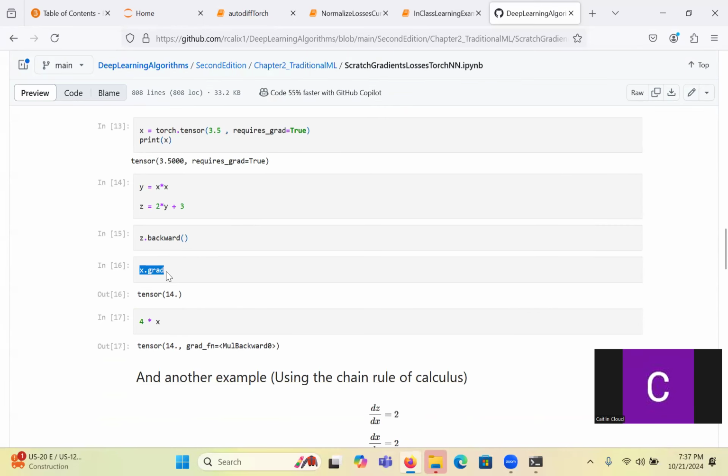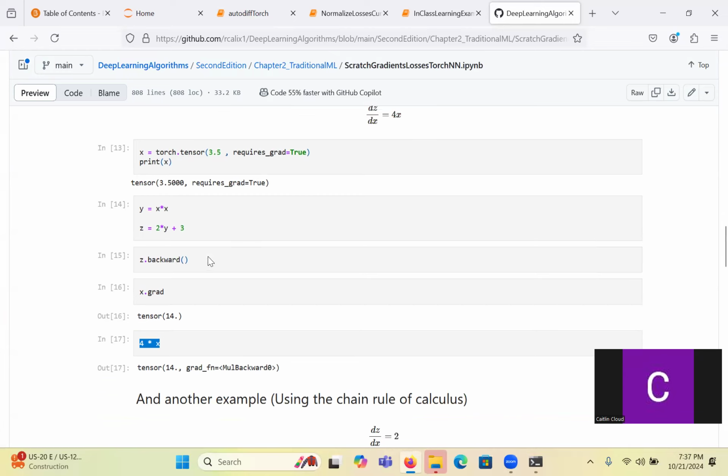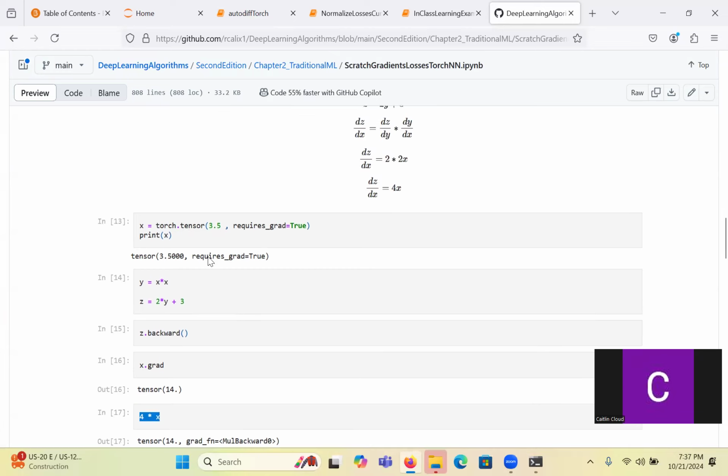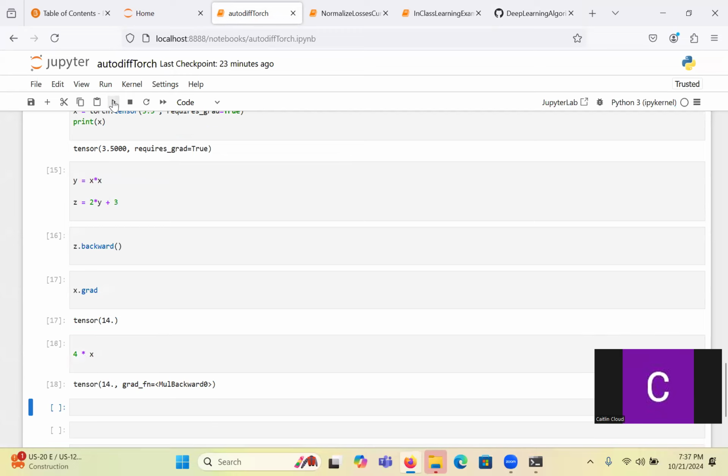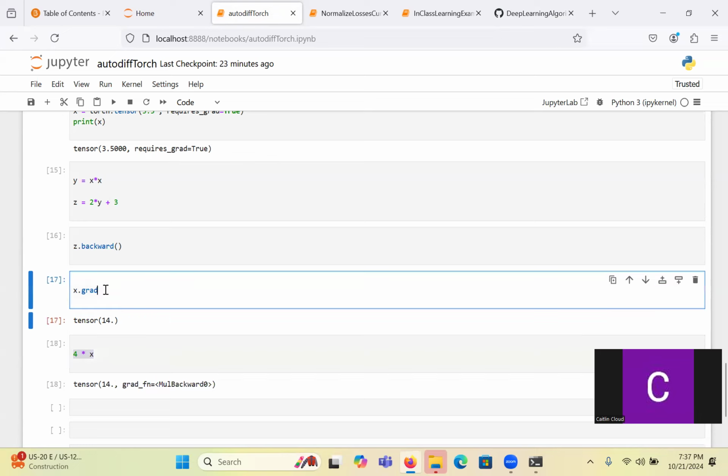So the result of the grad is 14. So now the input is 3.5 times 4. Yeah, 14, right? And that's it. You can see this is the analytical solution of the original function. The derivative of it gives you 14. And if you just do the grad of it after backward, you also get 14.